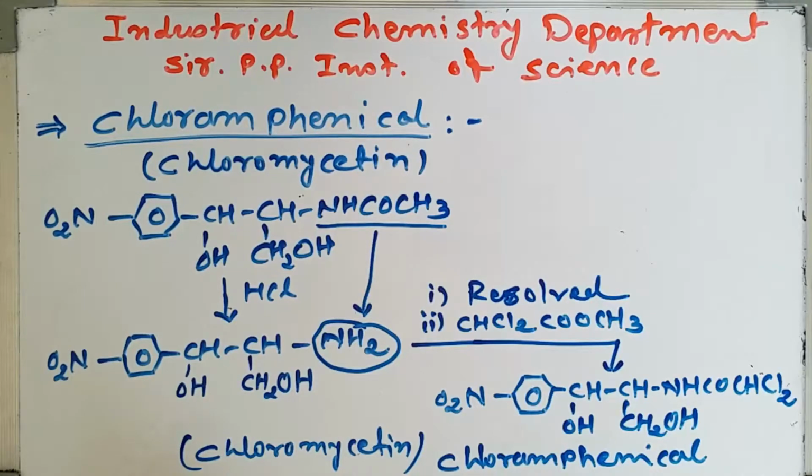Chloramphenicol or chloromycetin is a broad spectrum antibiotic. We call it broad spectrum because it is active against gram positive and gram negative bacteria and some viruses. It is especially used in the treatment of typhoid fever.